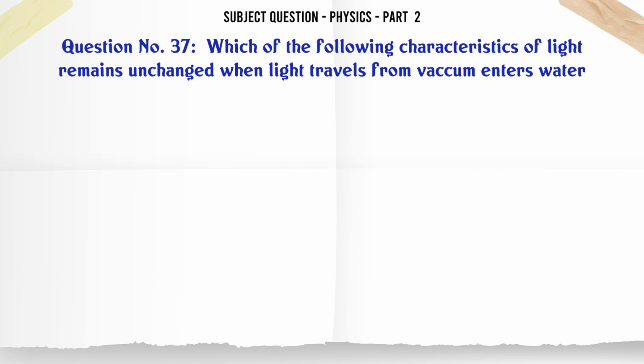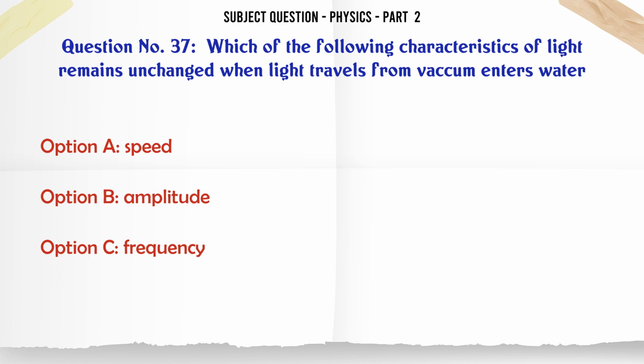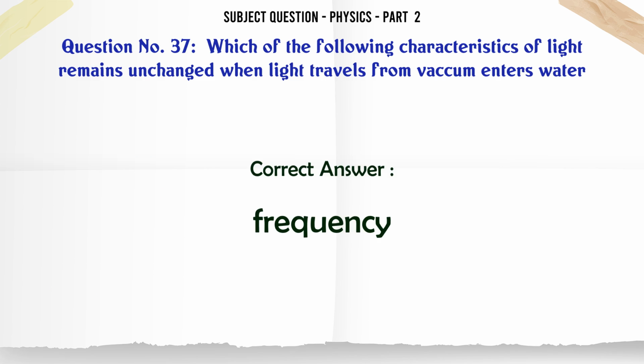Which of the following characteristics of light remains unchanged when light travels from vacuum into water? A. Speed, B. Amplitude, C. Frequency, D. Wavelength. The correct answer is frequency.